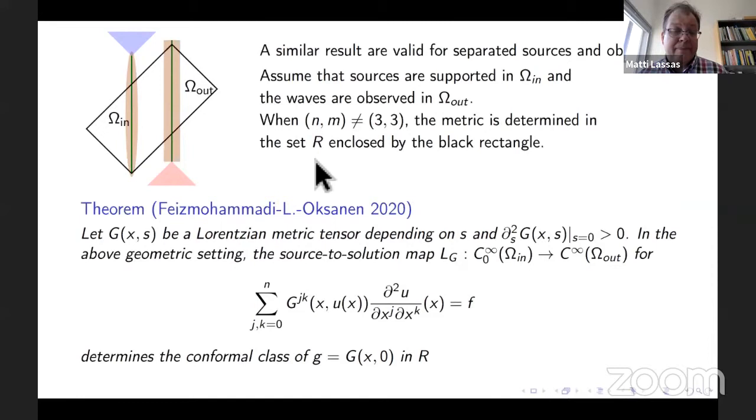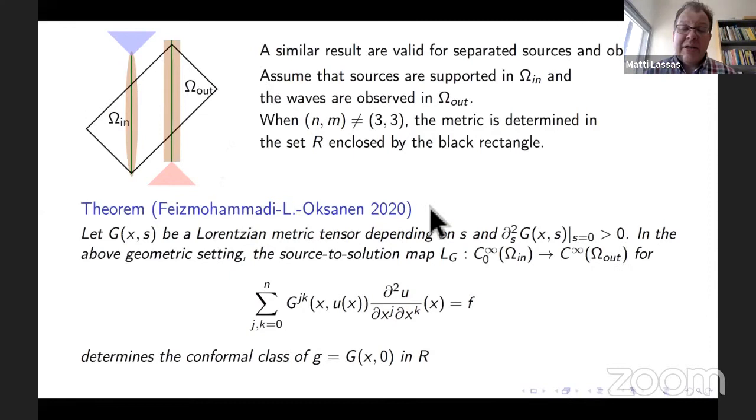And also we can consider quasi-linear equations, with a Lorentzian metric that depends on a parameter s, and then we consider the equation where we substitute the value of the solution into this Lorentzian metric. So we can consider this type of quasi-linear equation. We have to assume that this equation is genuinely nonlinear. So this doesn't work for linear equations.